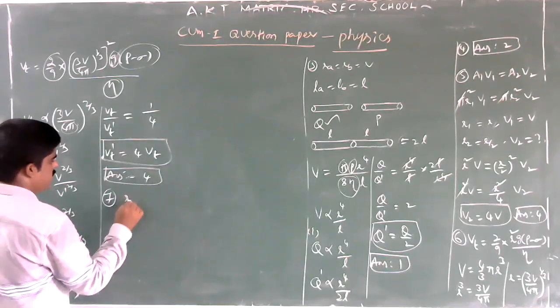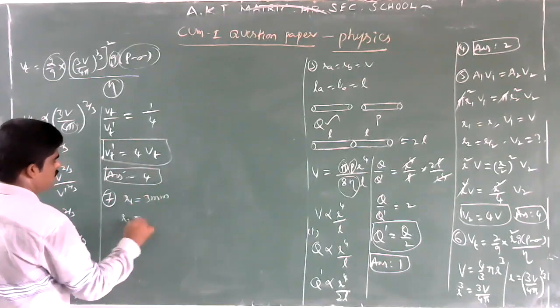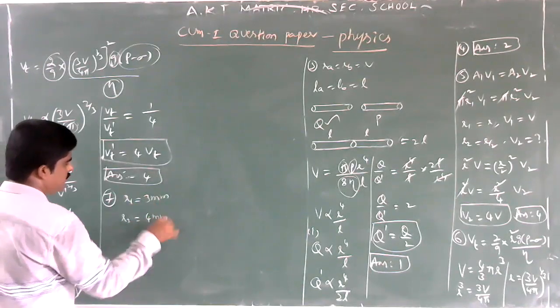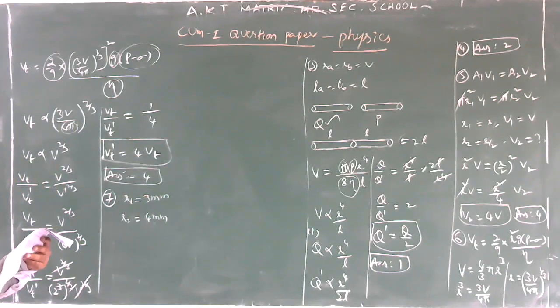First soap bubble radius R1 is equal to 3 mm. Second soap bubble radius R2 is equal to 4 mm. These two soap bubbles are merged to form a single spherical bubble. Temperature remains unchanged. What is the diameter or radius of the bubble that is formed?